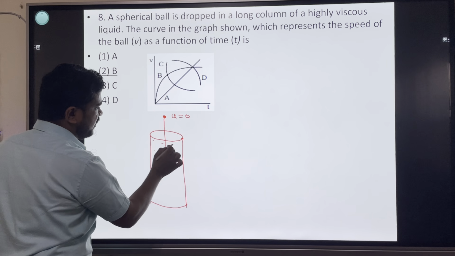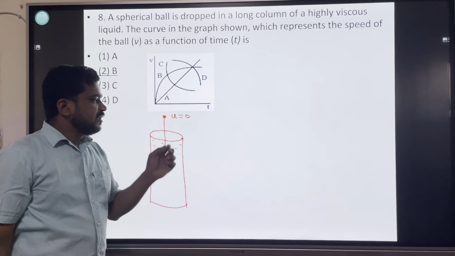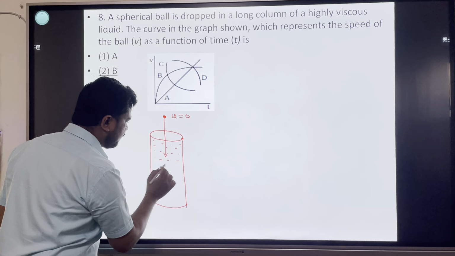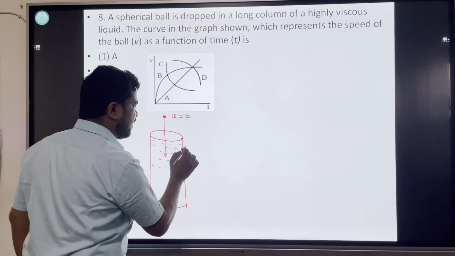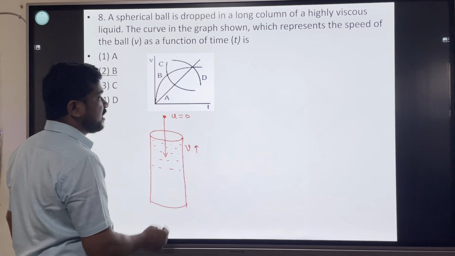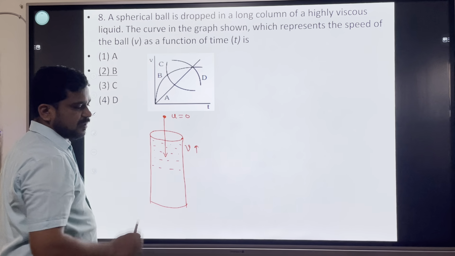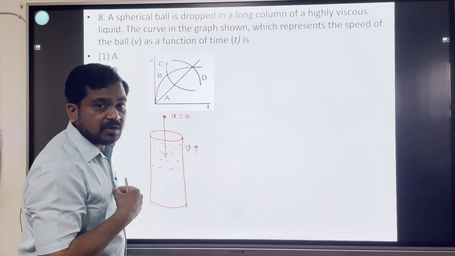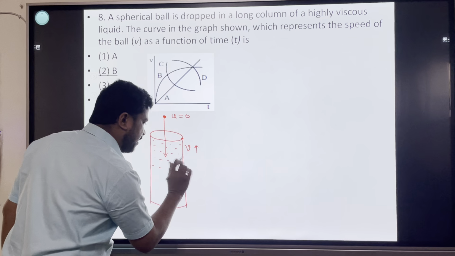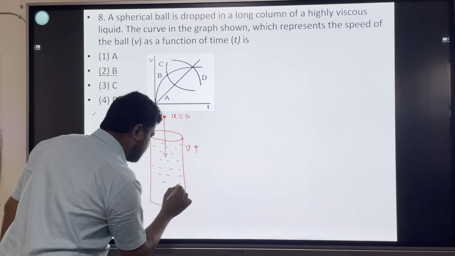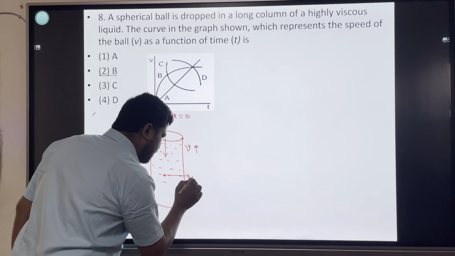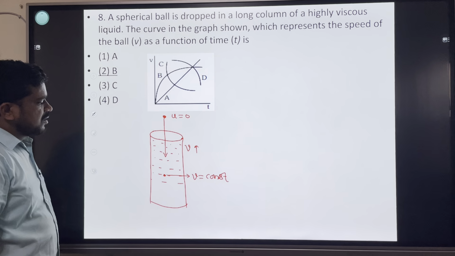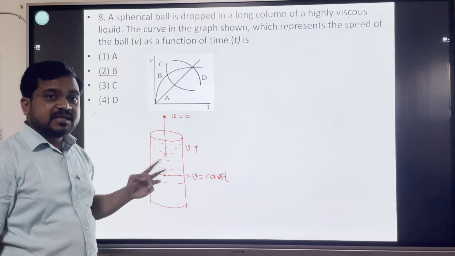When you drop this spherical ball in the liquid, initially its speed increases, velocity increases. Initial speed is 0. As soon as you drop it in the liquid, its speed increases up to some velocity. After that particular velocity, its velocity becomes constant. We have to find the graph from these three concepts.